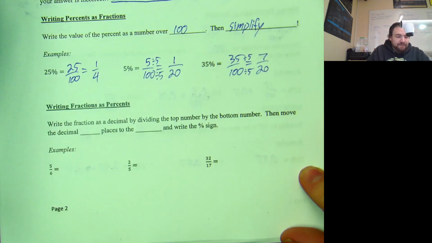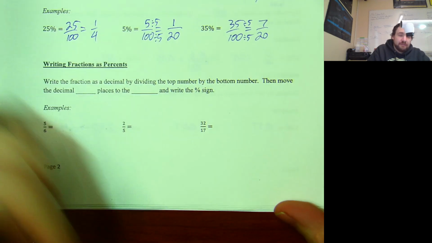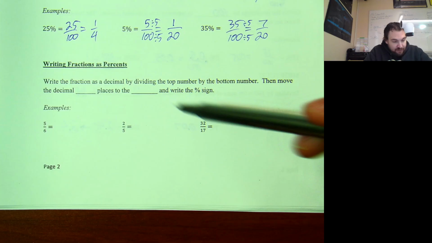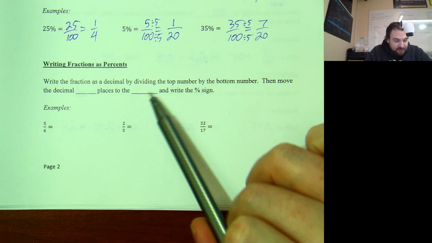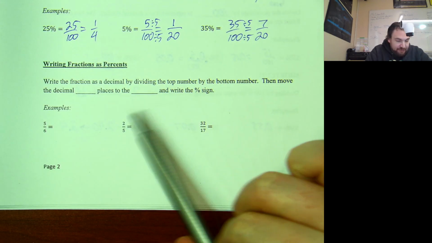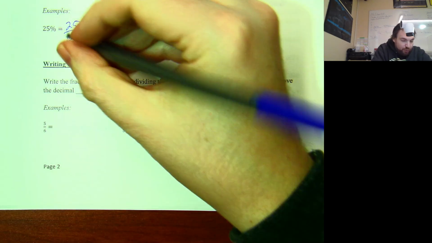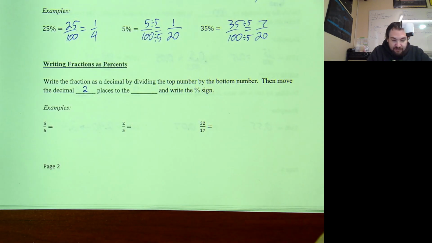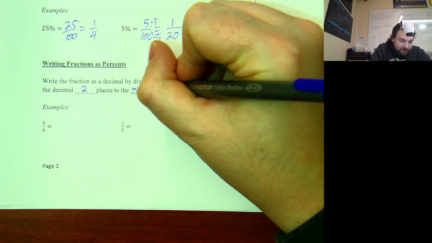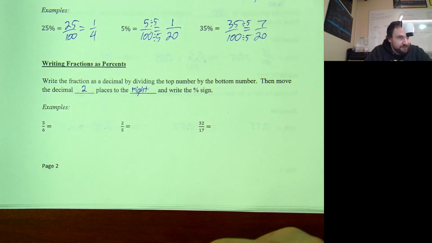Last one, writing fractions as percents. We want to write the fraction as a decimal by dividing the top number by the bottom number, then moving the decimal how many places to the right? 2 places to the right. And throwing down a percent sign. This is the one that always tricks students up.